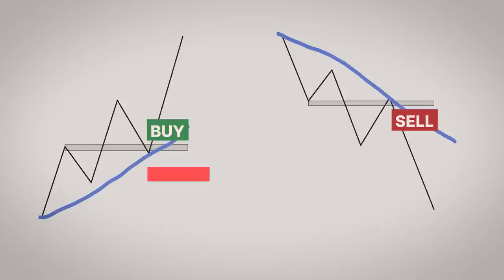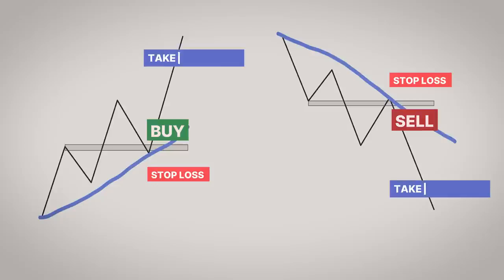For every trade, your stop loss goes just outside the confluence zone. For a buy, place it 10 pips below support. For a sell, 10 pips above resistance. This is your safety net. You never trade without it. And you target double the amount you risked.